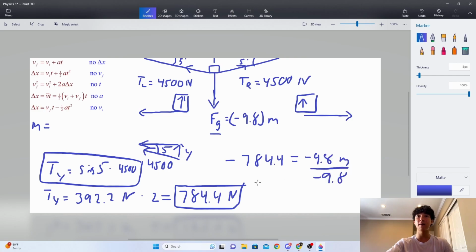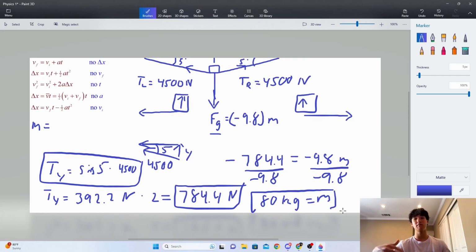Simply divide by the negative 9.8. Conveniently, the negatives cancel out, and mass can be a safe positive number. And we will get basically 80 kilograms as our mass. And that's how we solve for mass. The hardest part about this question is just understanding that these tensions are going at an angle, right, of 5 degrees. So we have to split it up into x and y components.